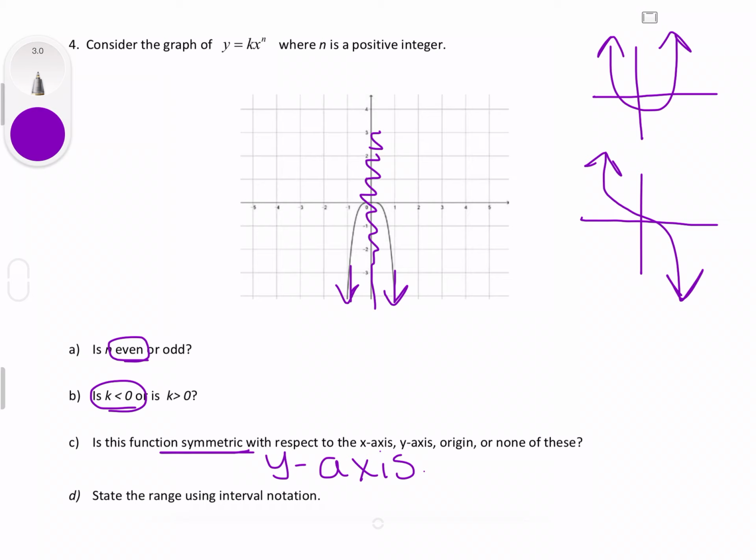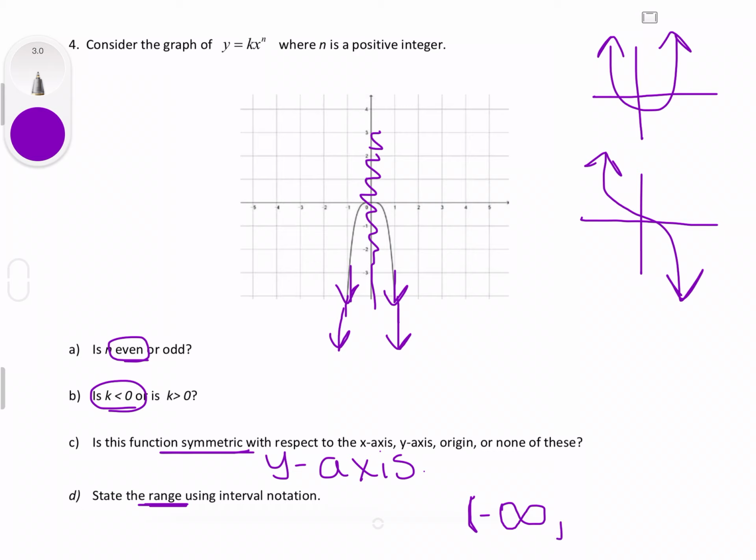Okay, and then it wants us to state the range using interval notation. So remember that range is all of our y values and our domain is our x values. So our range will go from the lowest y value that we get to. And remember that these arrows mean that you are going all the way to negative infinity and you are not stopping. So the lowest y value that we hit is negative infinity. And remember that we use parentheses with infinities always.